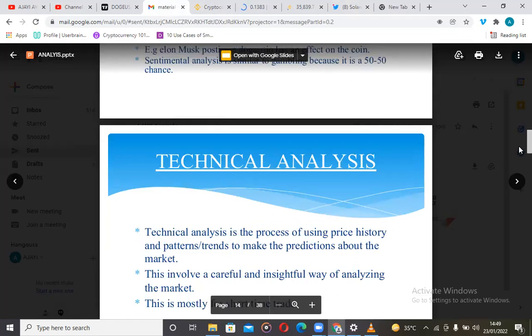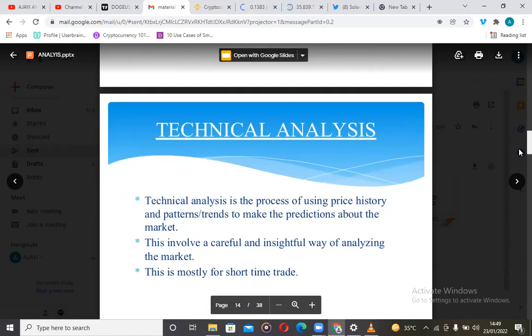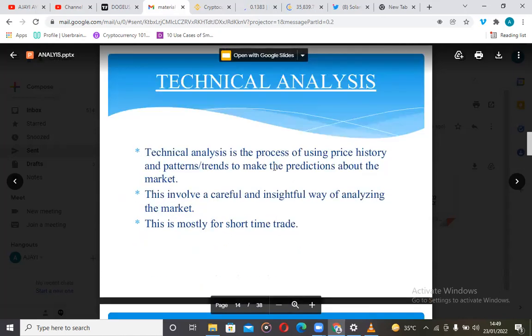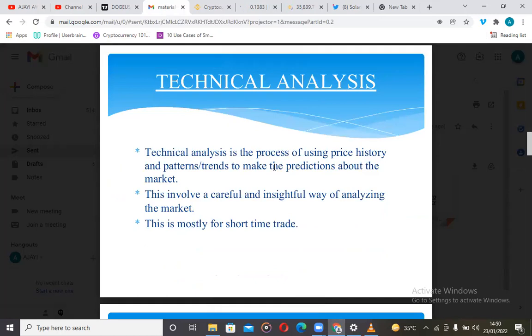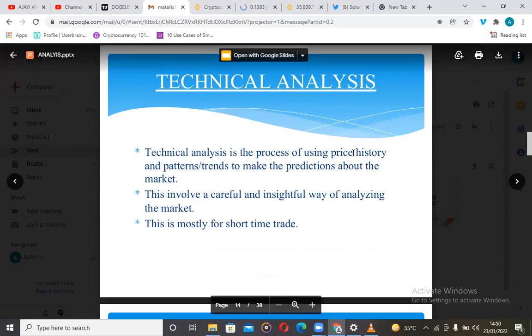Now, technical analysis is the process of using price history and patterns or trends to make predictions about the market. That is, you use what has happened in the past to predict what will happen in the future. Just like supporting a team, you know this team is always winning, and they are likely to play another match tomorrow. You are assured that yes, they are going to win. That's an analysis. You use what has happened before to make predictions.